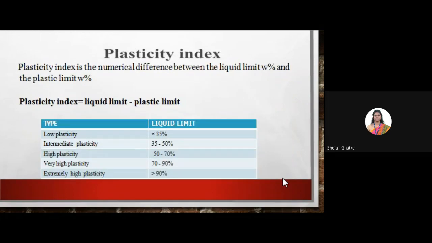The next property is the plasticity index. The plasticity index is the numerical difference between the liquid limit and the plastic limit. Plasticity index is nothing but liquid limit minus plastic limit.